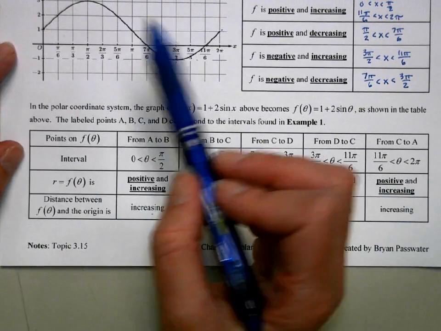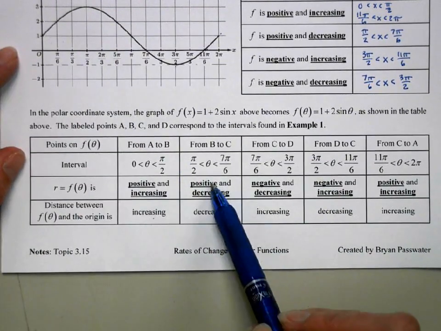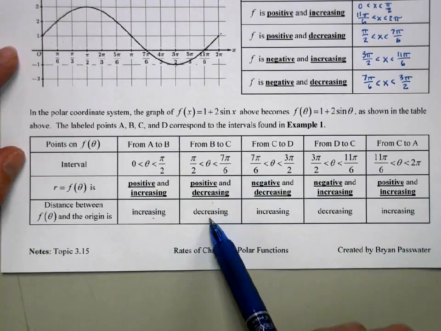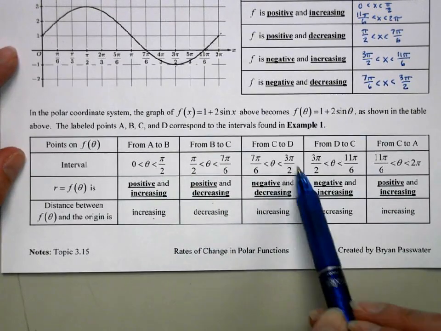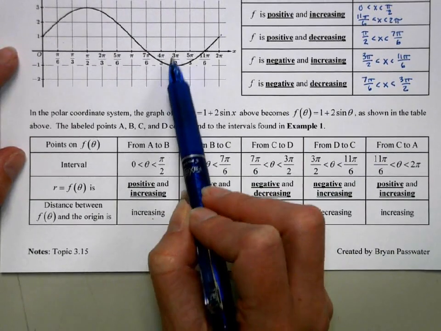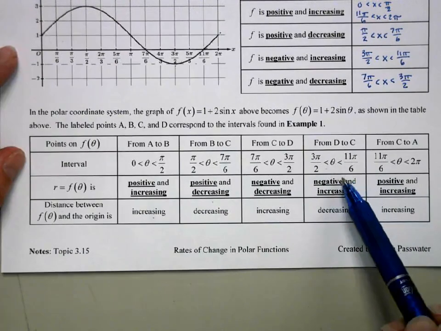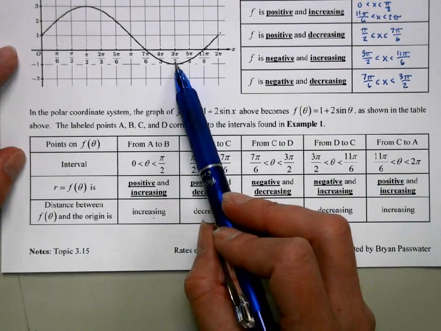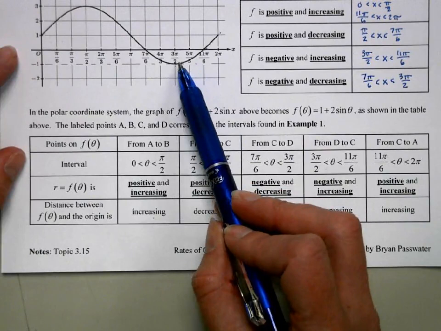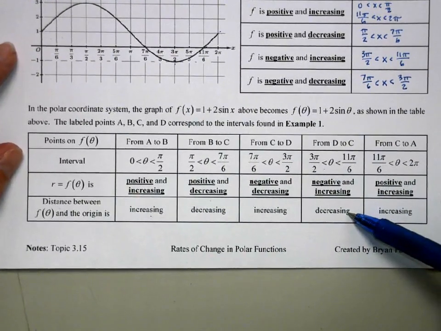From pi over 2 to 7 pi over 6, it's positive and decreasing, so the distance is going to be decreasing. 7 pi over 6 to 3 pi over 2 is negative and decreasing, which means the distance is increasing until we get to 3 pi over 2, when it changes to increasing but negative. So those values are getting closer to the origin, which means that distance is decreasing.